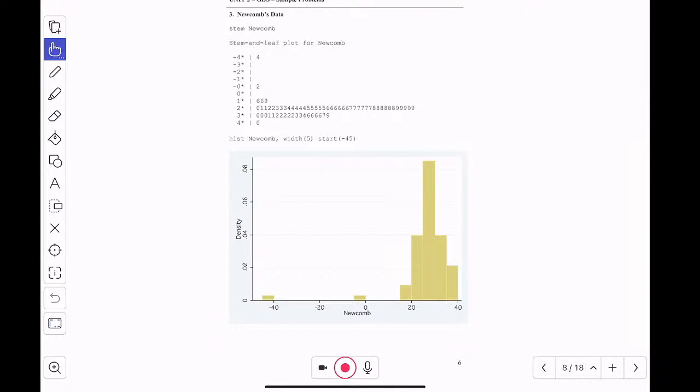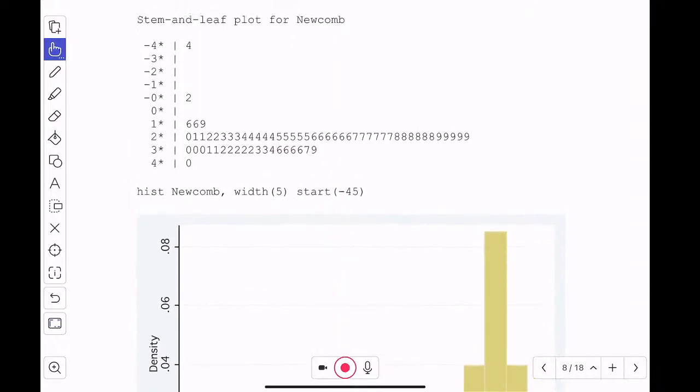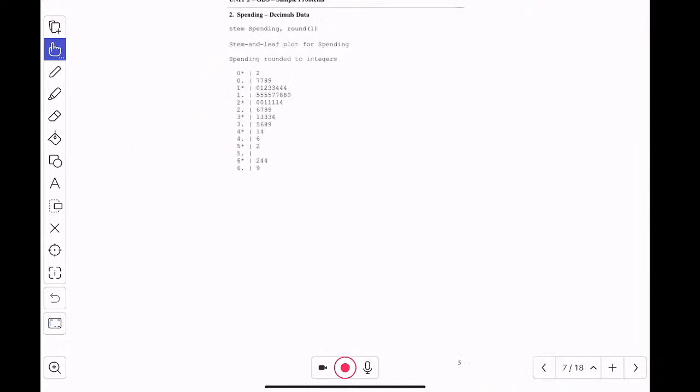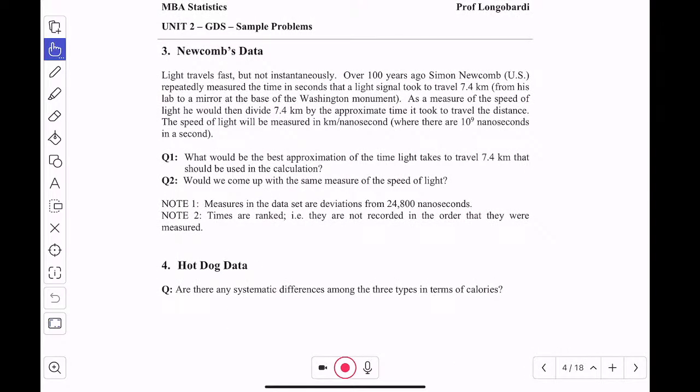So this is Newcomb's data. Newcomb was a scientist like 200 years ago. Was it 200 or 300? Let me see what I said here. I said it was 100 years ago.